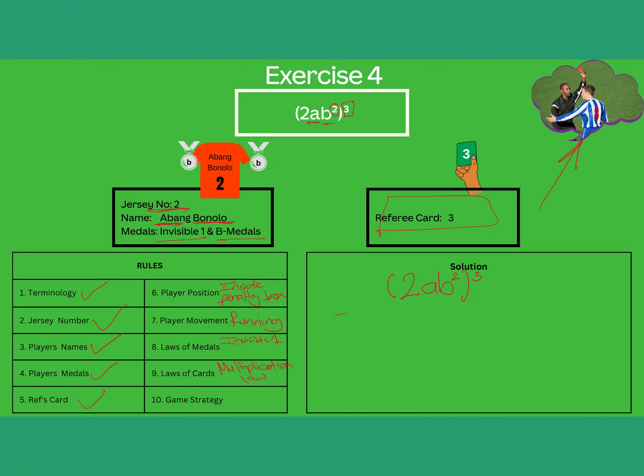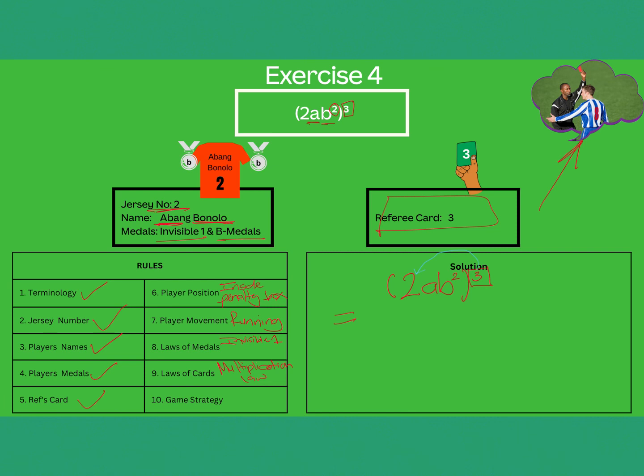And how we would solve this, because we have one player inside, there isn't much we can do about this player. We can't add them to another player. They're not tackling another player, or they're not jumping over another player. So there isn't much we can do inside. Therefore, we look at the card. What can we do with the card? The card will multiply with the medals inside.